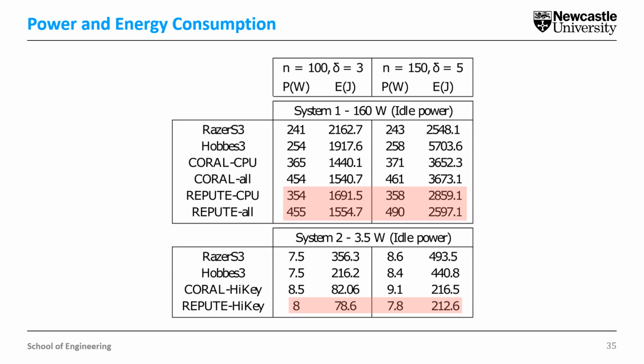This slide presents power and energy consumption figures. Power was measured using a power meter right at the source. We can see that REPUTE outperforms all other read mappers with respect to the energy consumed in the read mapping process. With respect to the workstation, embedded systems can save up to 27 times the energy utilized in the mapping process.